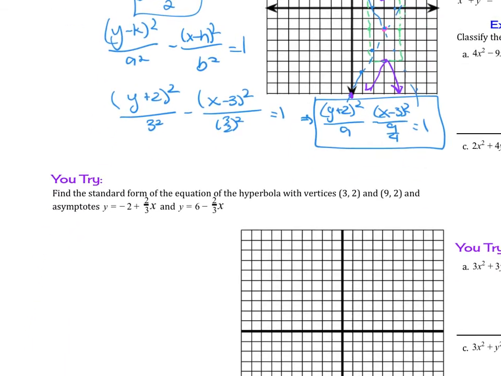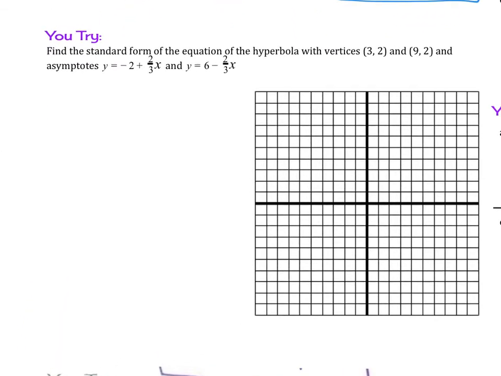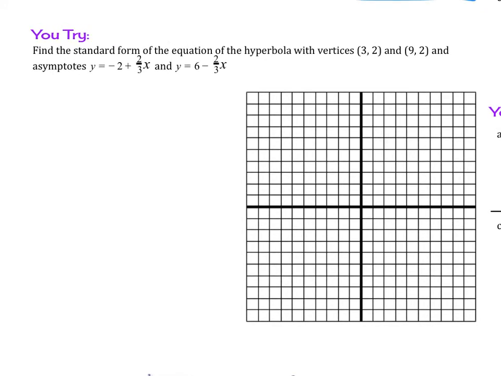All right, so try this example here. Find the standard form of the equation of the hyperbola with vertices (3, 2), (9, 2), and given these asymptotes, y equals -2 plus 2/3 x, and y equals 6 minus 2/3 x.